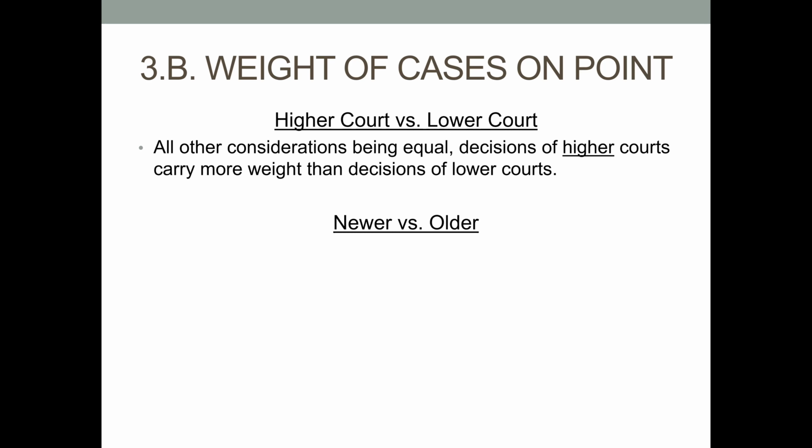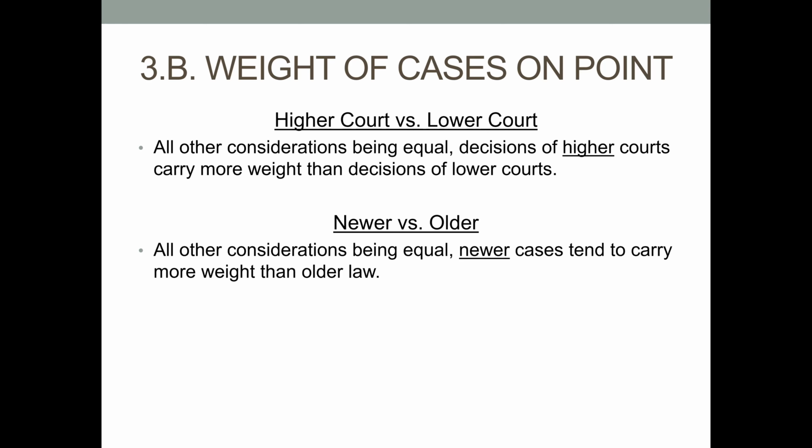Now, another common sense distinction is that, again, all other considerations being equal, more recent or newer precedent tends to carry more weight than older precedent. So let's say you have a persuasive precedent from a Texas Court of Appeals from 1902, and then there's another one from another Texas Court of Appeals from 1999. Again, the court may have a tendency to give more weight to the more recent case.